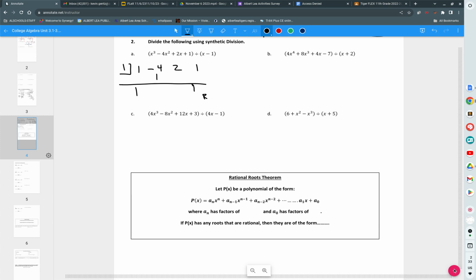Do I add or subtract? Add and I get -3. Multiply, -3. Add, negative 1. Multiply, negative 1, add, I get 0. So therefore my answer is x squared minus 3x minus 1. That's my result. You try letter B on your own.